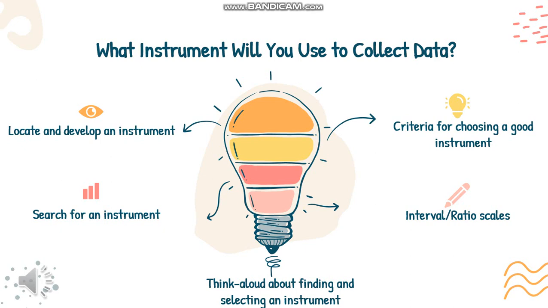The next activity is interval and ratio scales. You determine the interval and ratio scales. And the last activity is think aloud about finding and selecting an instrument.